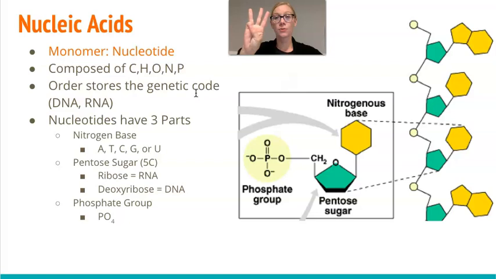So nucleotides have three parts. They have a phosphate group, they have a pentose sugar, either deoxyribose or ribose in DNA and RNA, and then they have a nitrogen base. That nitrogen base we typically represent with a letter. We'll learn more about it later: A, T, C, G, or U. And that pentose sugar is a 5-carbon sugar. It's ribose in RNA, and DNA is deoxyribose, and then it has a phosphate group, and that's really how we bond them together.